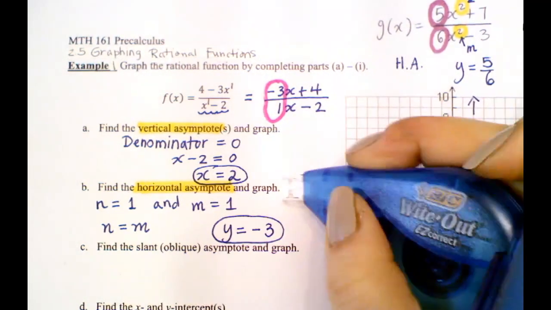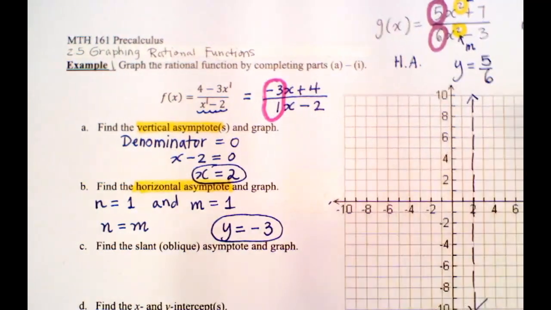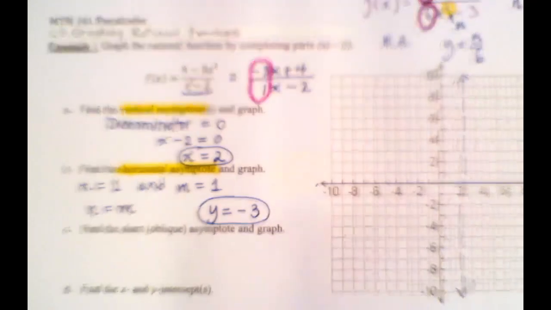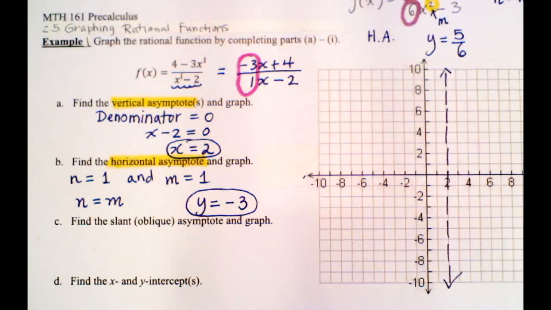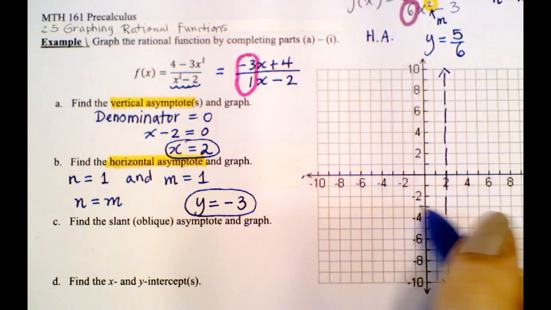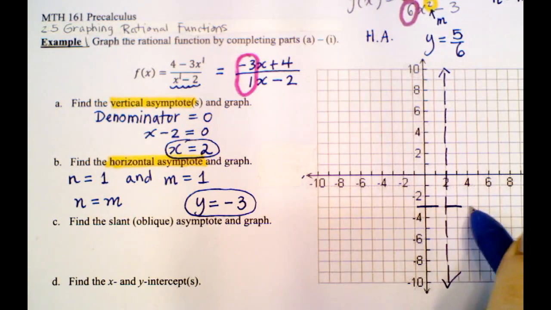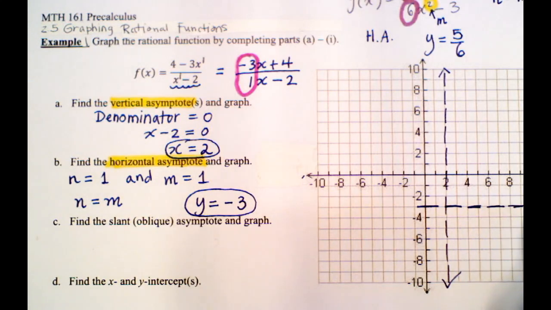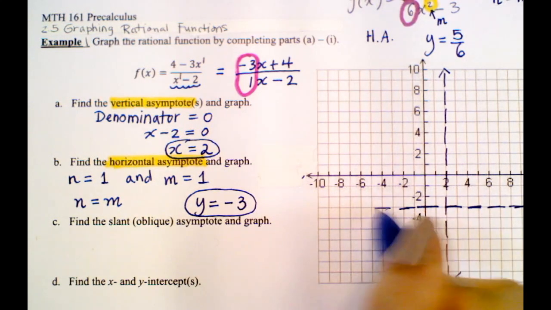All right, so let's go ahead and graph that y equals negative 3, a horizontal line going through negative 3 on the y-axis. Let me use a dotted line. There we go.